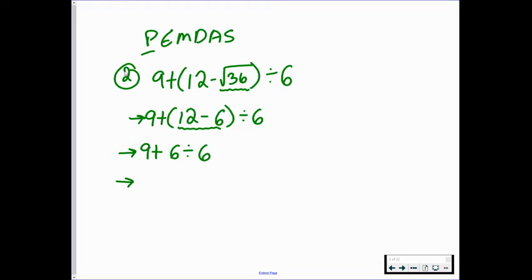To keep following PEMDAS, the exponents we don't have anymore. Multiplying, we don't have any of that, but division is next. 6 divided by 6 is 1. And 9 plus 1, because that's the addition, is 10. So in number 2, that simplifies down to simply 10.